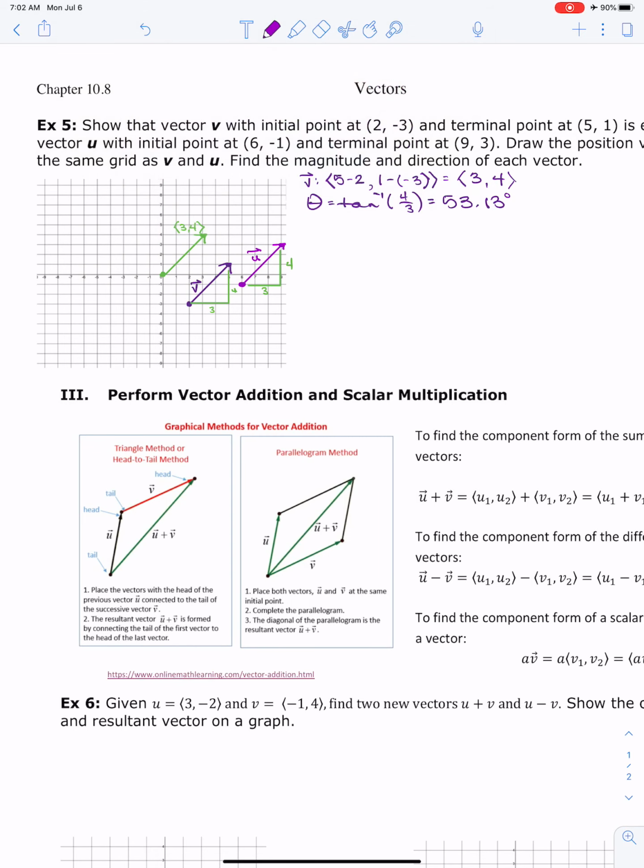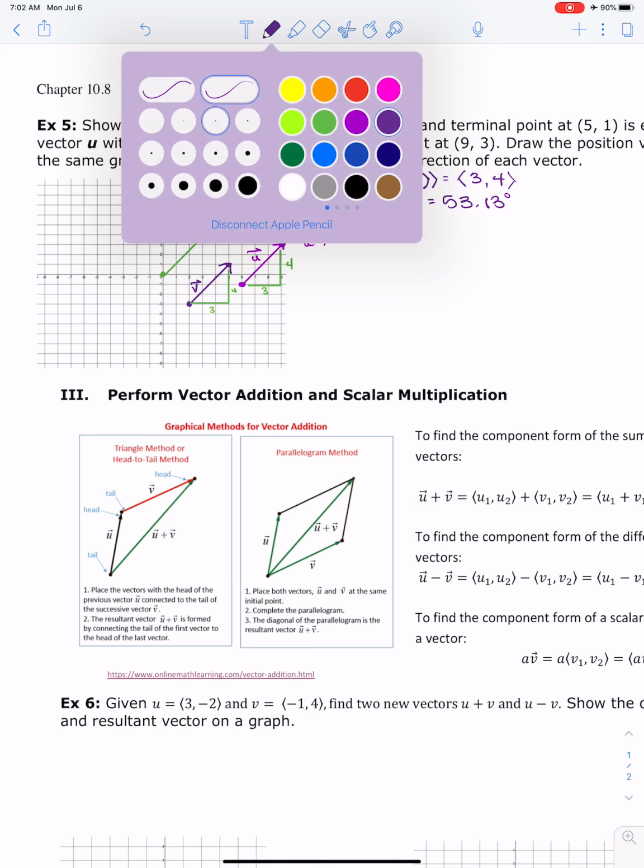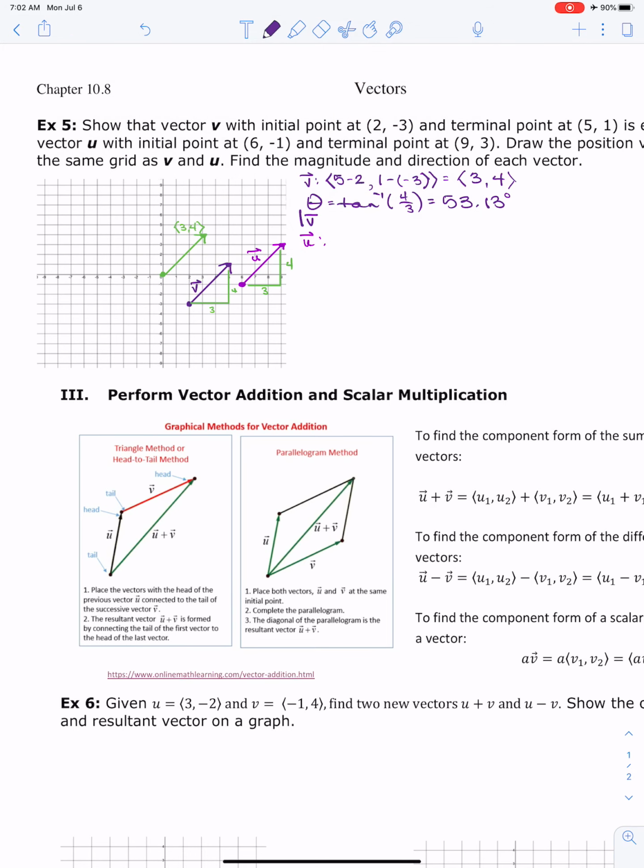So let's see what happens here for vector u. Well, I guess I never figured out the magnitude of vector v. I guess I should do that. Magnitude of vector v is the square root of 3 squared plus 4 squared, which is the square root of 9 plus 16. Square root of 25 is 5. Okay, so we got that all in there. I did cram that in. We're going to move our u down just a little bit.